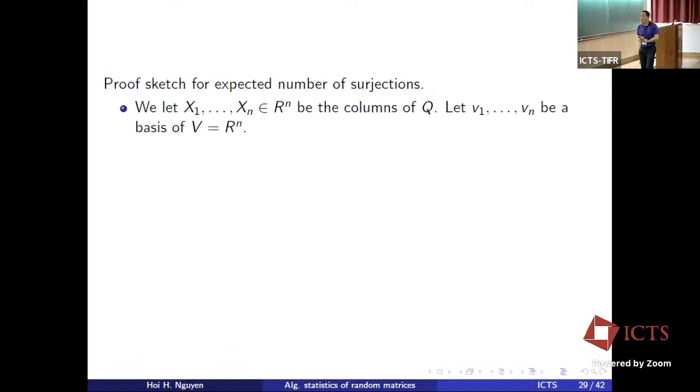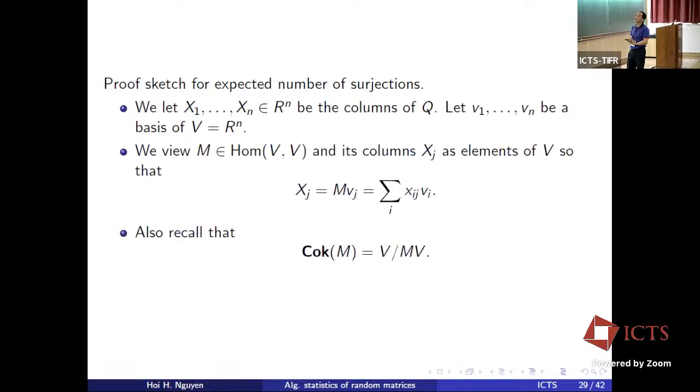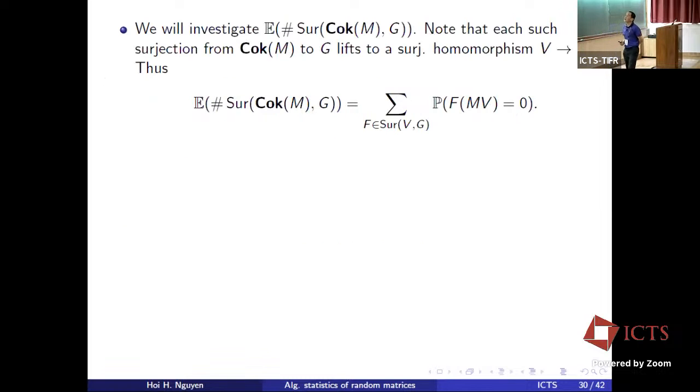So, again, coming from the first few slides, x_1 up to x_n are the columns of our matrix Q, and v_1 up to v_n are the basis of our space R^n. So every matrix can be viewed as a homomorphism from V to V, and the j-th column, which is M of v_j, can be written in the basis as these entries. These entries are supposed to be random, and the co-kernel is just the quotient of V by MV.